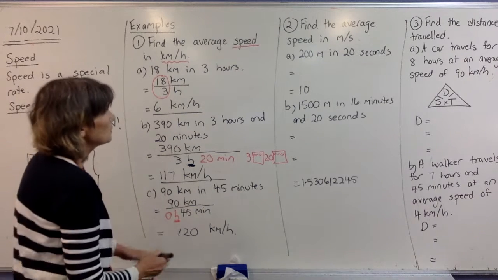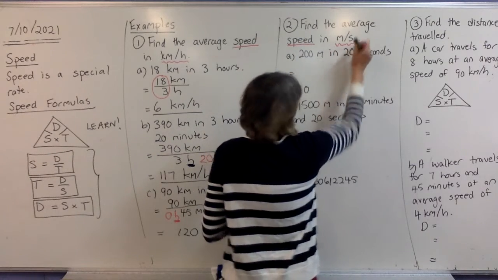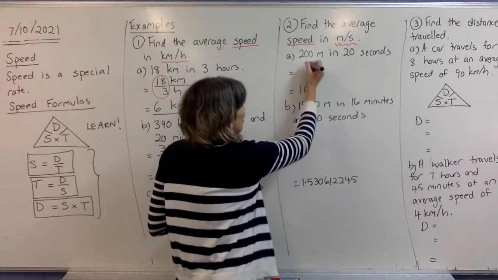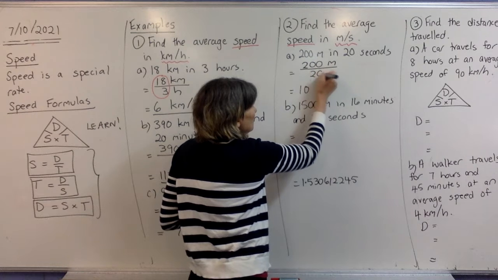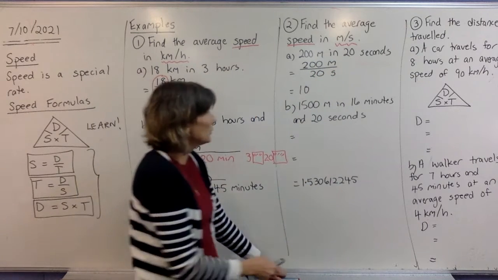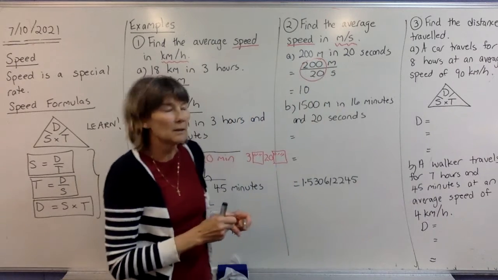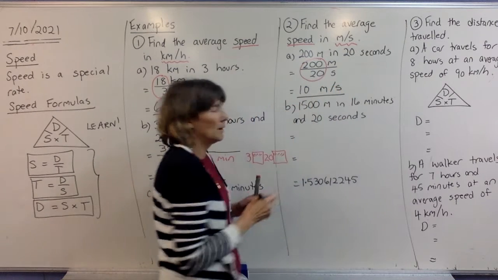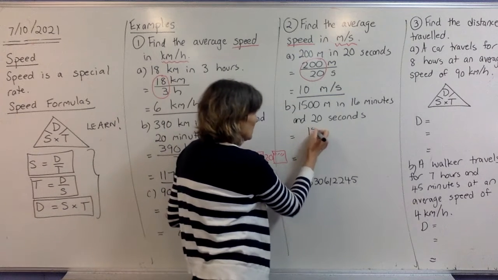Alright, so in this next one, we're still doing a speed, but our units have changed. They want the answer in metres per second. So we're going to put our metres on the top, our seconds on the bottom, and then we're just going to go to our calculator to do 200 over 20. You'll get an answer of 10. And then you just write metres per second on your answer. Okay, looking at the next one. Put our metres on the top.